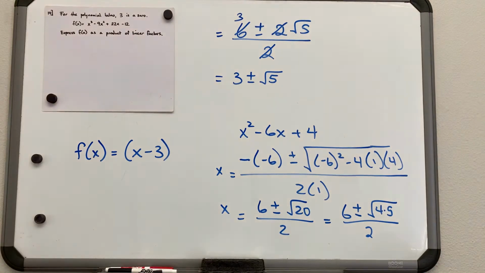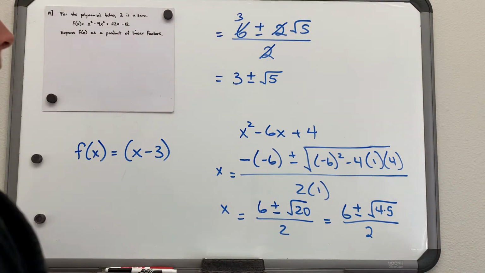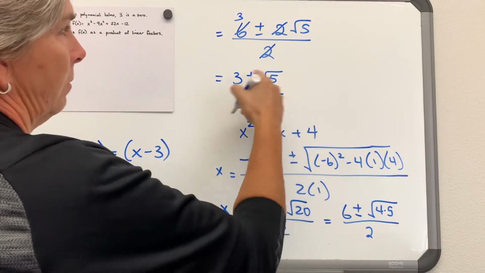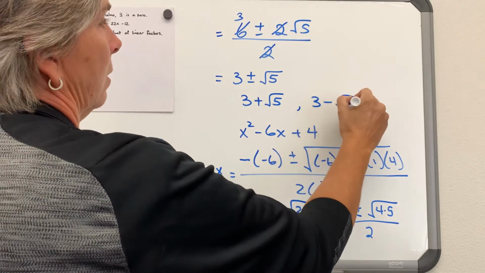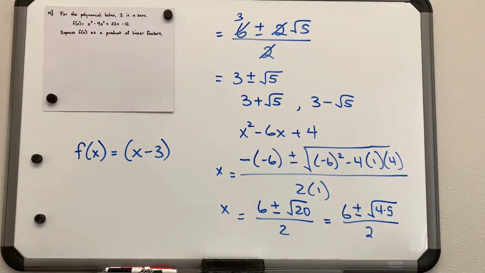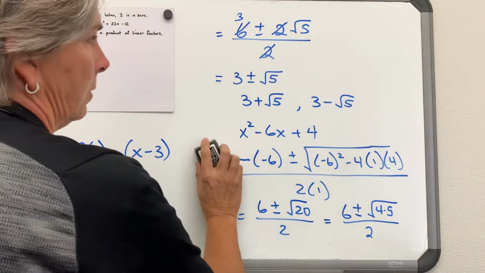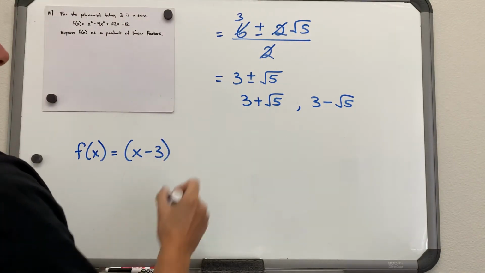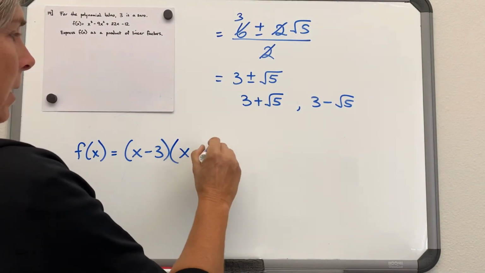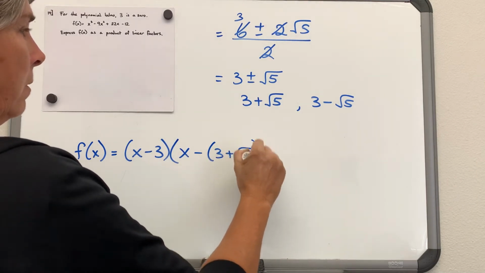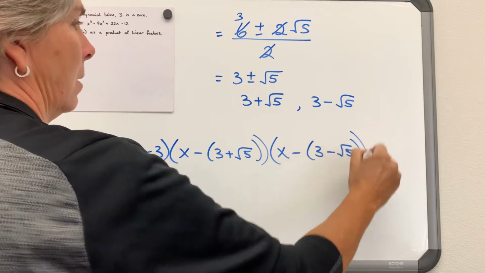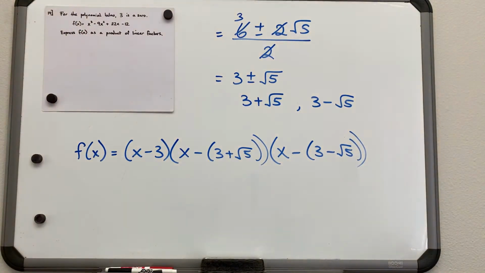And I know that's awkward and weird, but that really is the answer for my 2 zeros. I could write it out as 3 plus the square root of 5 and 3 minus the square root of 5. Those are the other 2 zeros. Now, what did I do with my zeros? If you recall, they told me 3 was a 0, so I did x minus 3. So if these are zeros, I'm going to go x minus 3 plus the square root of 5, and then x minus 3 minus the square root of 5. And that is the answer. That's a lot of work.